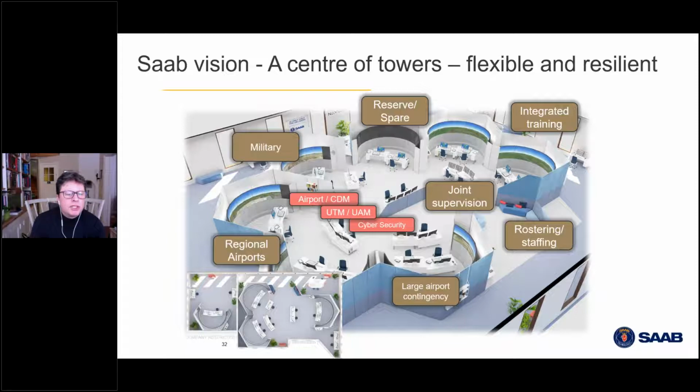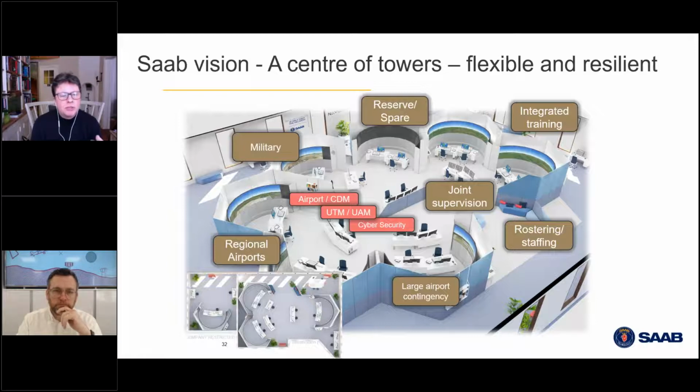I just wanted to share this. Where is this going? This is the way we work in our design work and our mental thinking with the operational cases and our customers, not least. We have a user group in Saab that involves all our current customers, working with them to find what the requirements will be for the future. And I strongly believe that there will be a center of towers where you can have regional airports or larger airports or contingency blended in a way that fits that country or that region or that company. We mentioned integrated training, joint supervision. We see rostering of staff in planning, how you not only make it work, but how you use your staff and equipment in the best way. And of course, the military things.